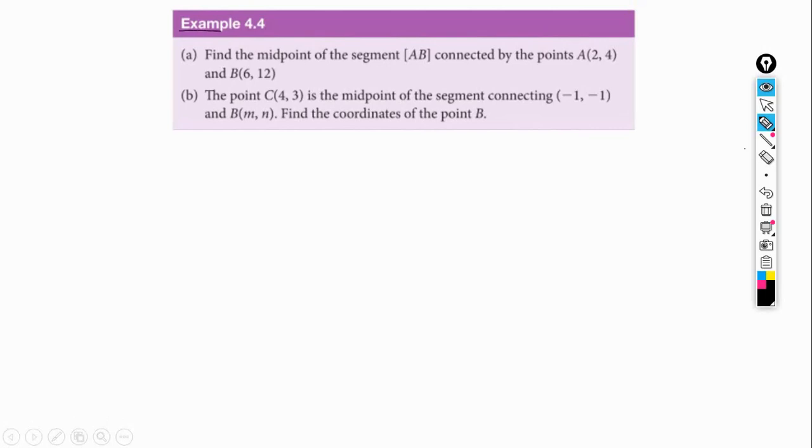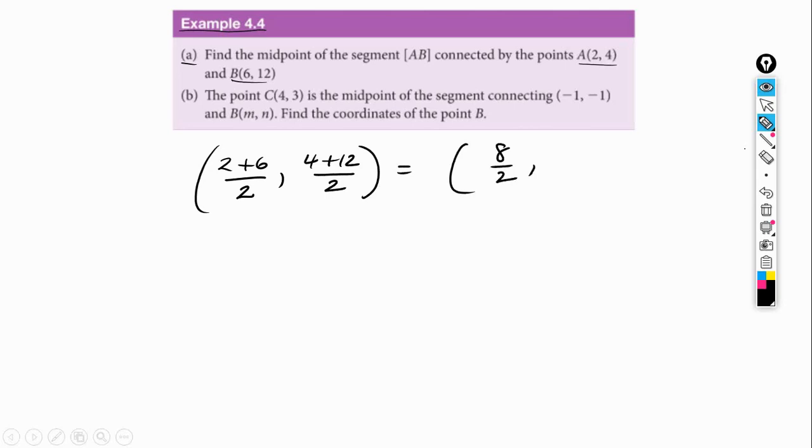So let's continue with example 4.4. Part A says, find the midpoint of the segment AB connected by the points A, 2, 4, and B, 6, 12. So this is just applying the midpoint formula. And like we said, it is simply finding the average for x and y. So the average for x would be 2 plus 6 divided by 2. That would be the x-coordinate, and the y-coordinate would simply be 4 plus 12 divided by 2. So this is going to be 8 divided by 2, and then 16 divided by 2, and this is going to give us the midpoint 4, 8.